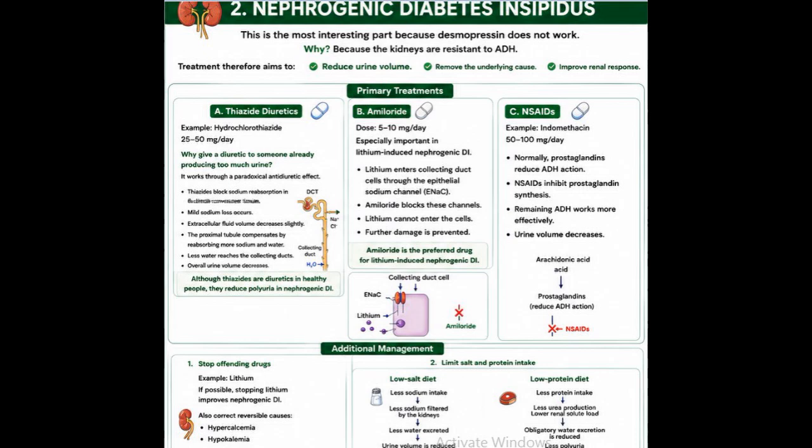Low protein diet, less protein, will lead to less urea production. This will lower renal solute load, and obligatory water excretion will be reduced. So, there will be less polyuria.